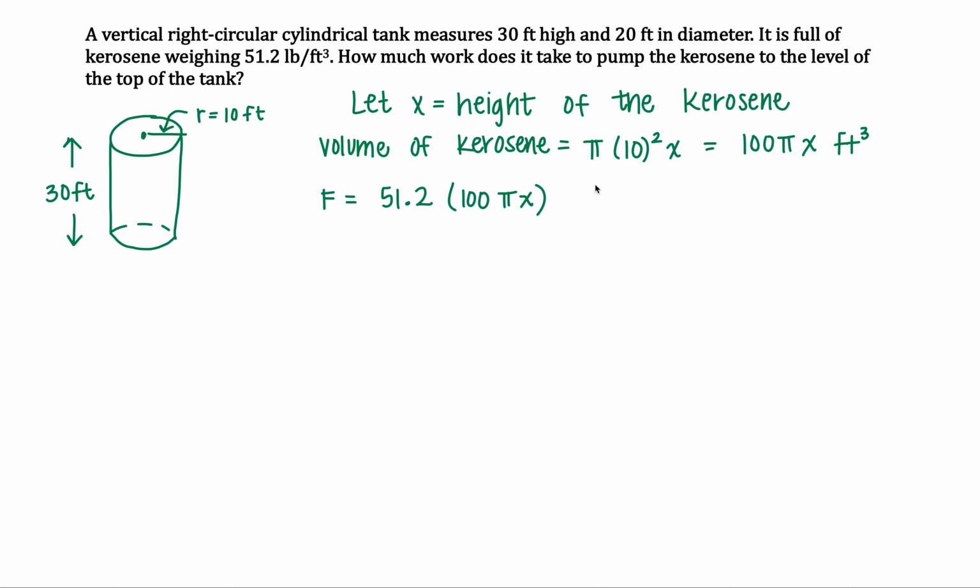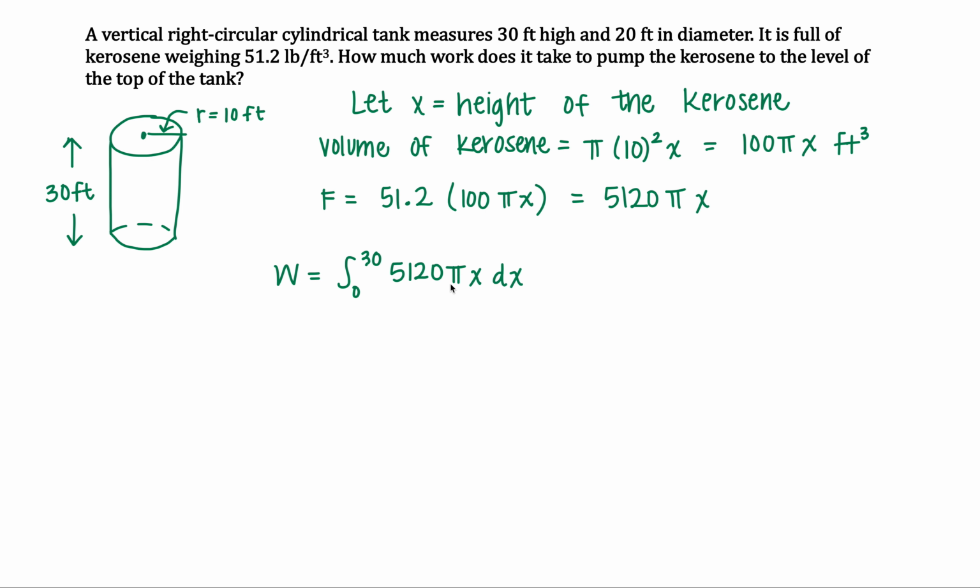Okay, so again, it's force due to gravity. So this is what we're going to end up integrating. If you want to, you can take 51.2 times 100. So we'll have 5,120 pi times x. So to find the work, we're going to integrate this from x is 0 up to 30 feet. And we have 5,120 pi x dx.